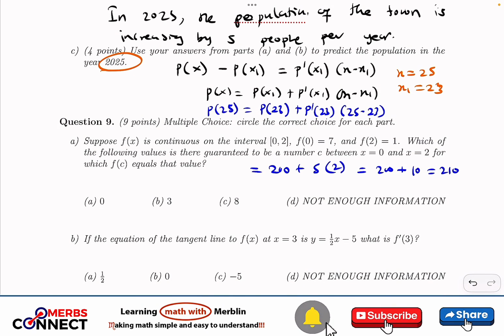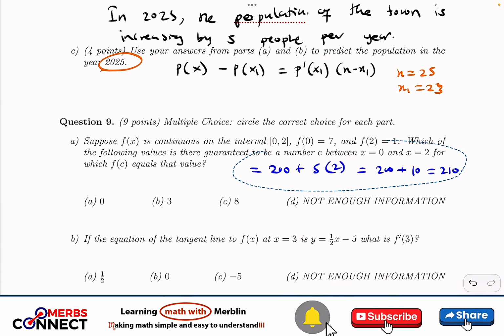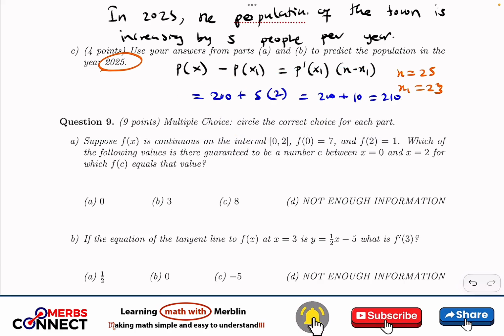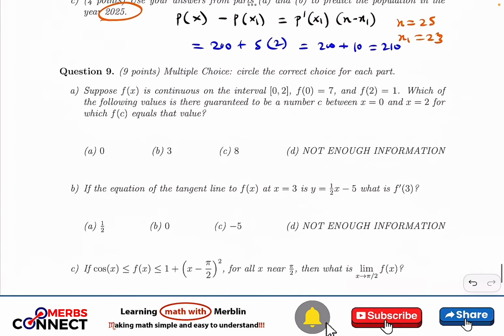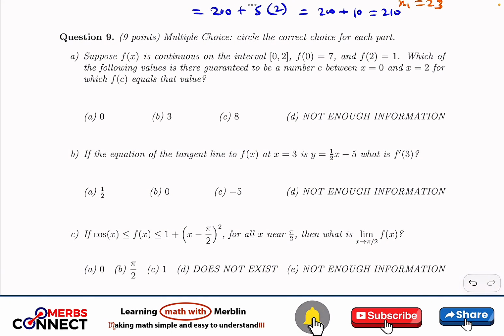Now let me look at this one. Let me try and clean something and then put something here. Okay, let me move this one up here. Good. So now let's look at question 8, question 9, then we look at the 10, then we close. Now, f of x is continuous on the interval, and f of 0 is this, and f of this is this. Which of the following values is... Okay, so this one is the intermediate value theorem.